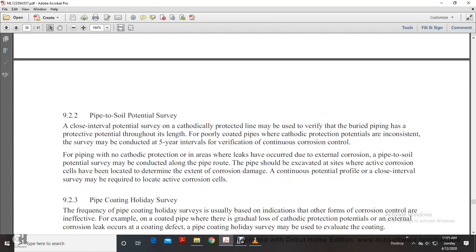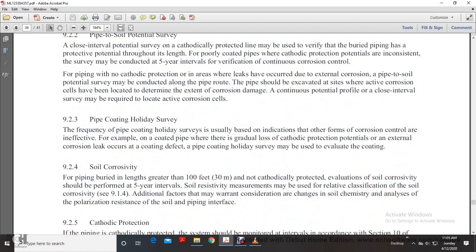For piping with non-cathodic protection, in areas where leaks have occurred due to external corrosion, a pipe to soil potential survey will be conducted along the pipe route. Pipes should be excavated at the site of the active corrosion cell to locate the determined extent of the corrosion damage. Continuous potential profile, closed interval surveys may be required to locate active corrosion cells.